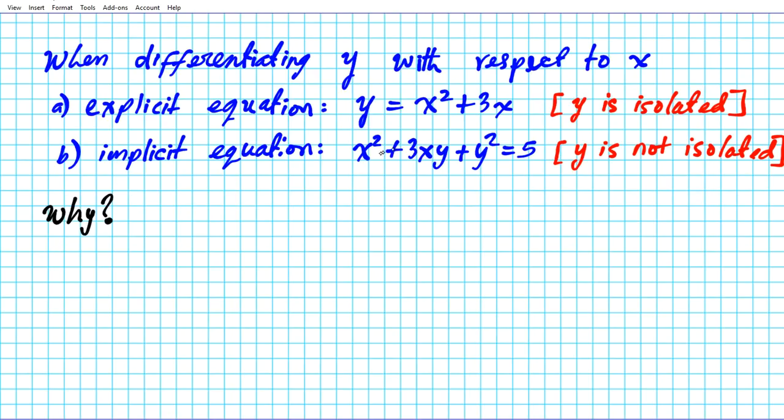A lot of times, it's easy to isolate the variable you're differentiating. You can convert an implicit equation to an explicit equation and then differentiate. But there are many times where your equation, considering your current knowledge of mathematics, you might not be able to isolate the variable you're differentiating. In cases like that, it's impossible to find the derivative if you do not know the implicit differentiation technique. Okay, so why study implicit differentiation?